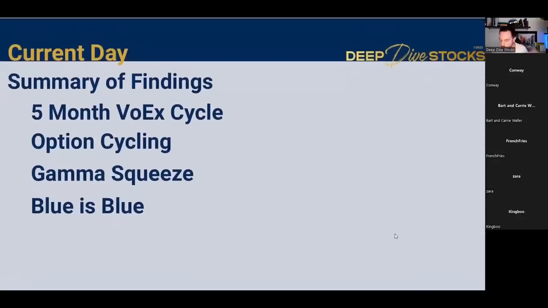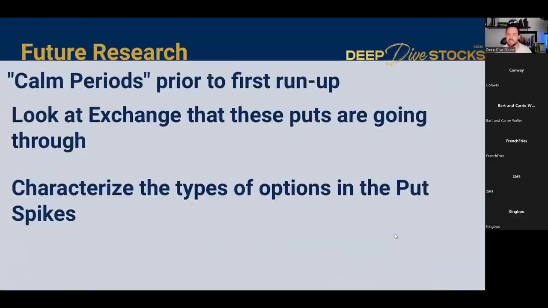But summary findings, 5-month VoEx cycle option, blue is blue. And so even in this very brief investigation, there's already a lot of threads to pull, and some things that caught my attention were, I'm curious about those calm periods before the first run-up. Are those calm periods the normal behavior for the stock until this specific party enters, places their bets, and then leaves? What are those calm periods, basically?